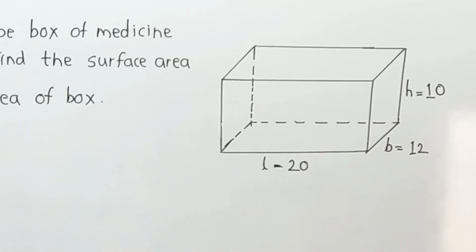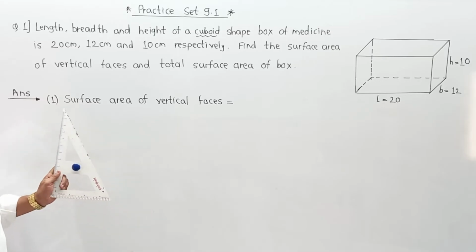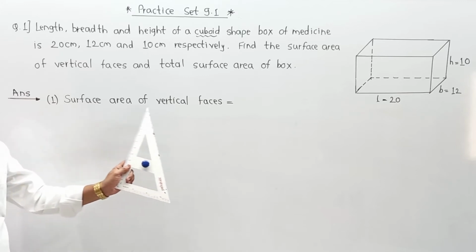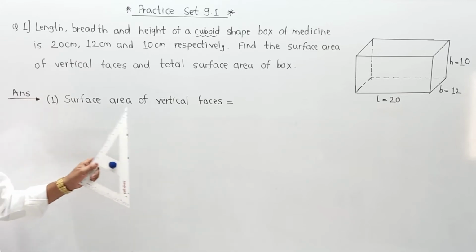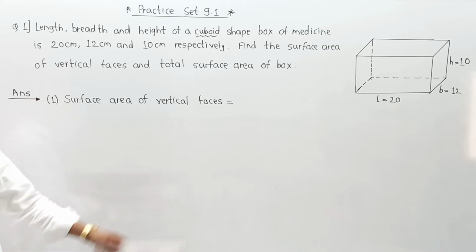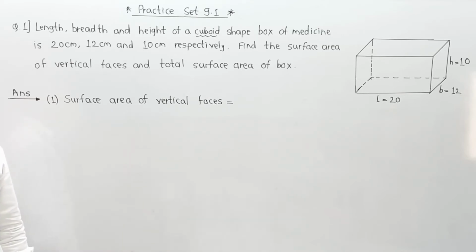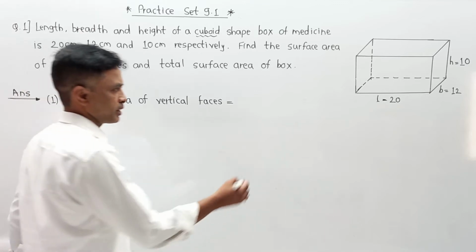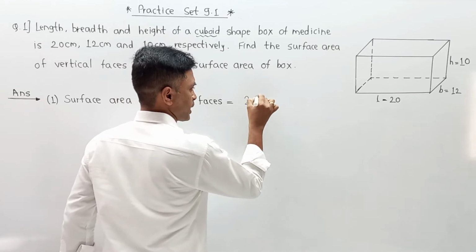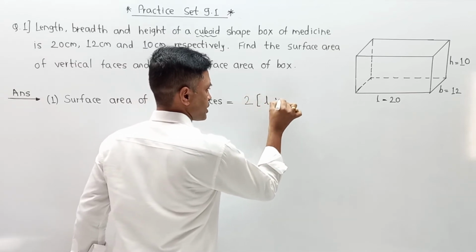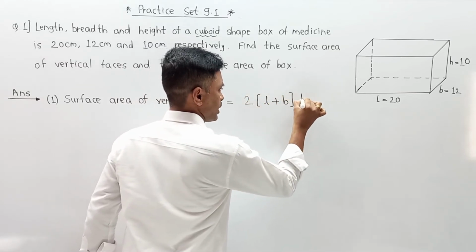So please pay attention. Student, first part, that is the surface area of vertical faces. We have seen the diagram, and according to that we know very well the formula, that is 2 into bracket L plus B into H. So I am going to write 2 into bracket L plus B into H.